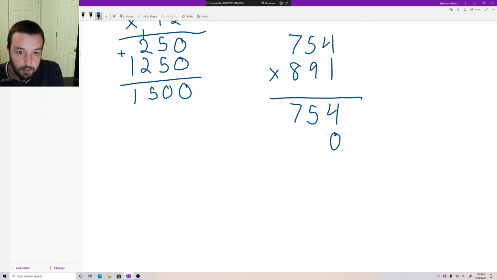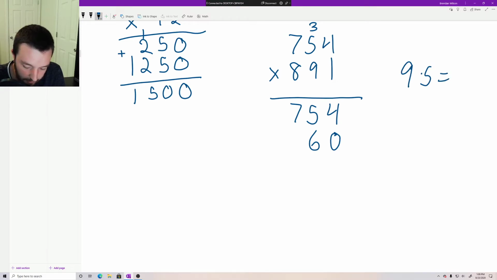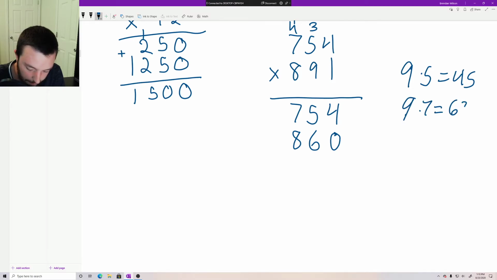Now, we can just go ahead and do the multiplication. So 9 times 4 is 36. So we have 6, and then we carry the 3 over. 9 times 5 is 45. And then we're adding 3 to it, so we get 48. So we have 8, and then 4. 9 times 7 is 63. And then we're adding 4 to it, so we get 67. There's nowhere to carry it, so we just bring all of it over. Okay.